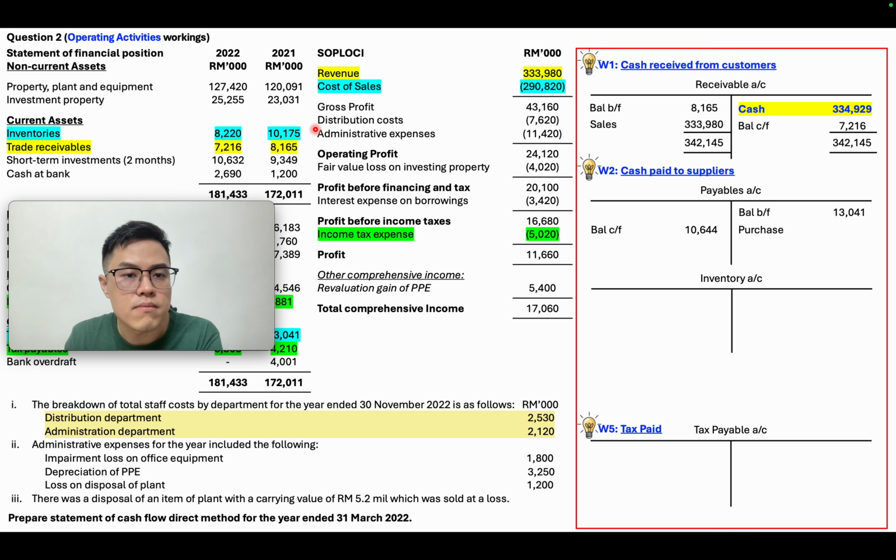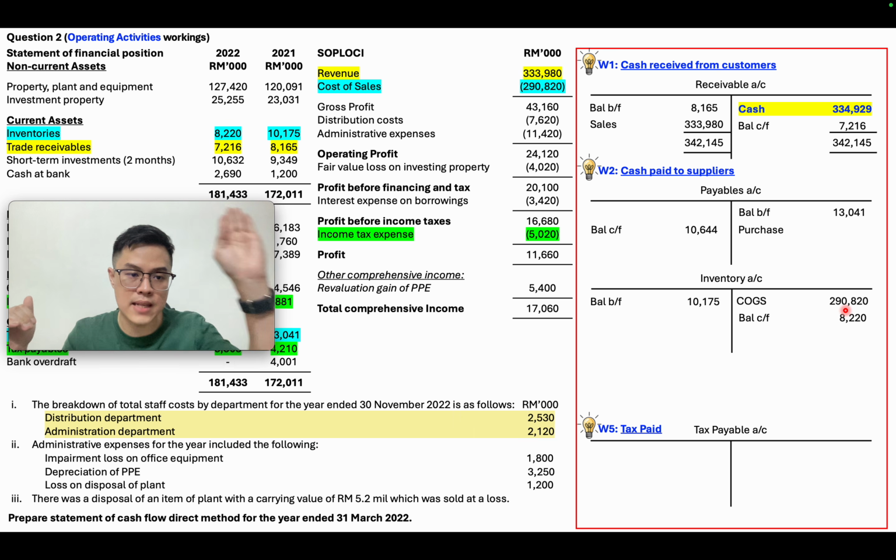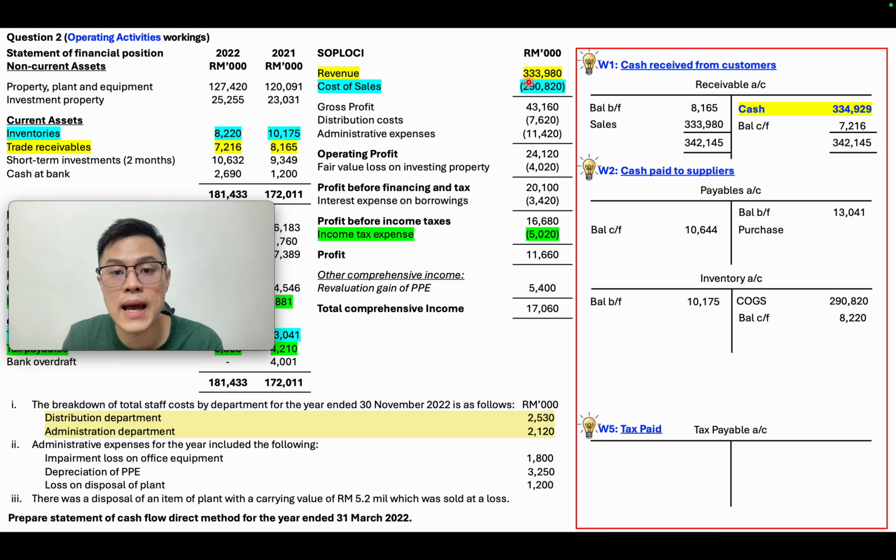Your opening inventory, closing inventory. So inventory reduced is because you send the stock out. And if you send the stock out, meaning to say the sales happened in this year. And that cost related to the sales, we call it as cost of sales. You will credit inventory because stock goes out, and you will debit as an expense under cost of goods sold. Therefore, you reported 290820 in SOPL.